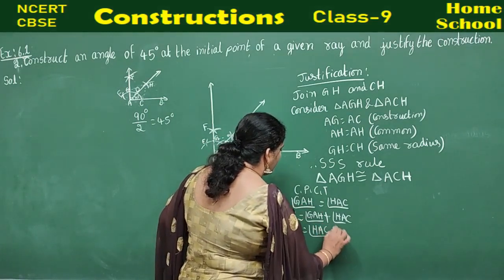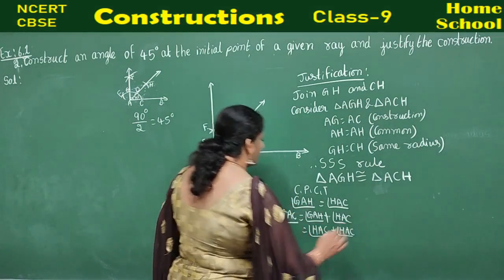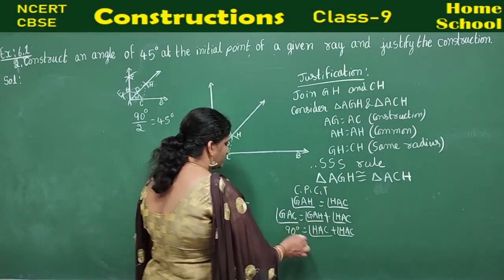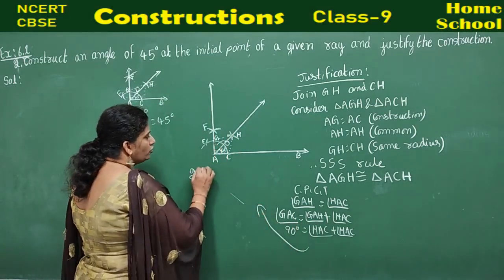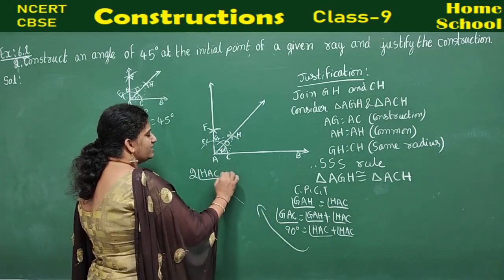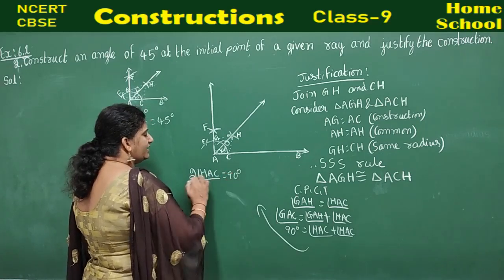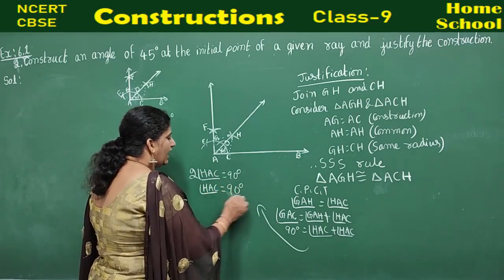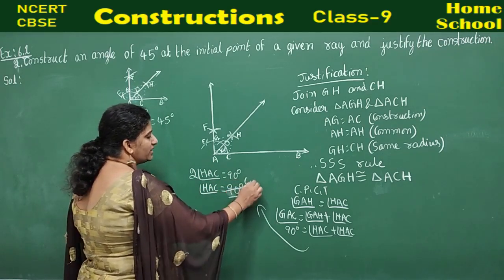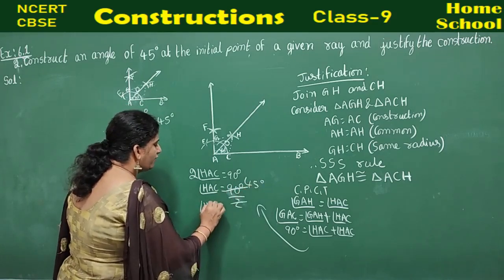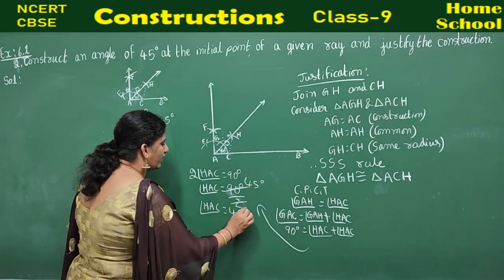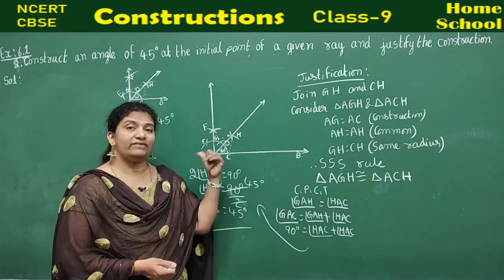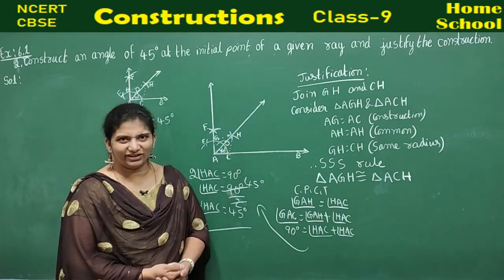Angle HAC plus angle HAC. What is angle GAC? 90 degrees. So 2 times angle HAC is equal to 90. Sending the multiple to the other side, angle HAC is equal to 90 degrees by 2. If you cancel, you are going to get 45 degrees. Therefore, angle HAC is equal to 45 degrees. Hence, it is proved. We did not just say 45, but we were able to prove this is 45 degrees.